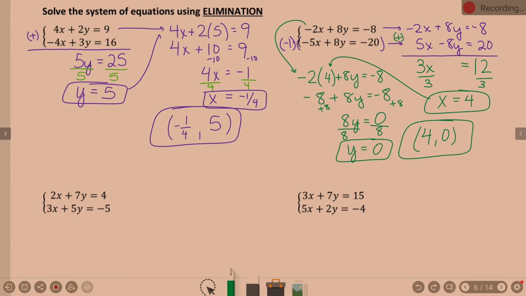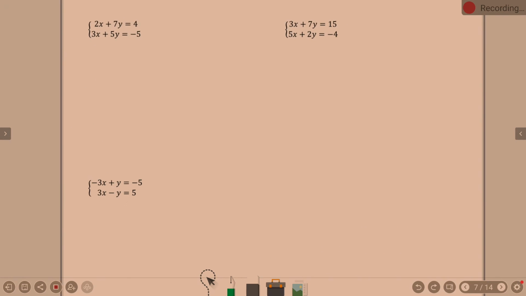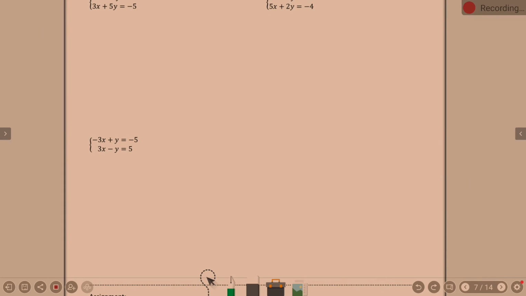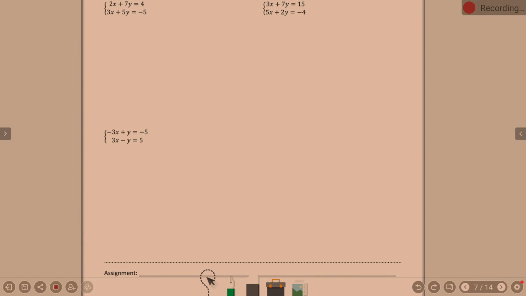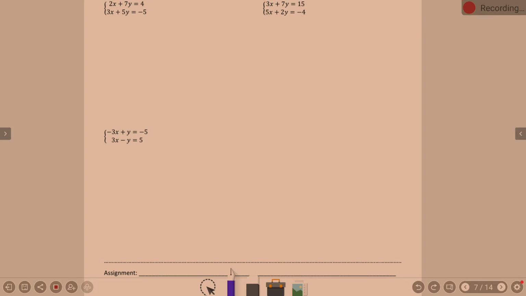Good? This is technically review. Technically. I'm not assuming you guys remember it, though. Okay, now I'm going to go to the next screen. Okay, what do we notice in the next? 2x and 3x are not the same. 7y and 5y are not the same.